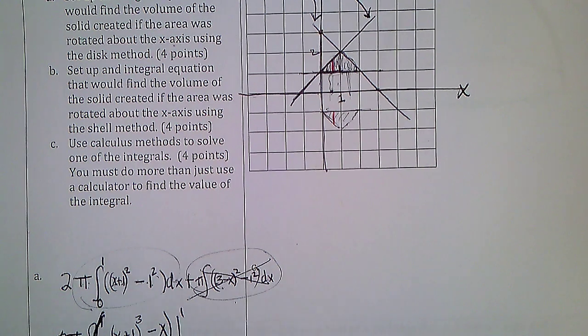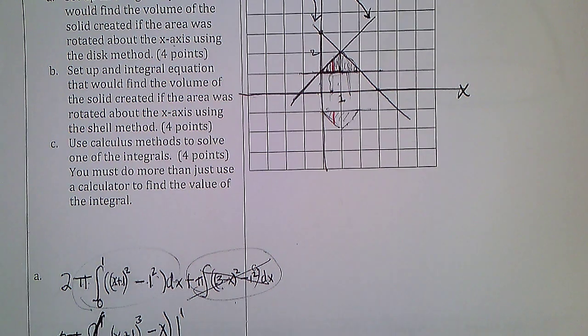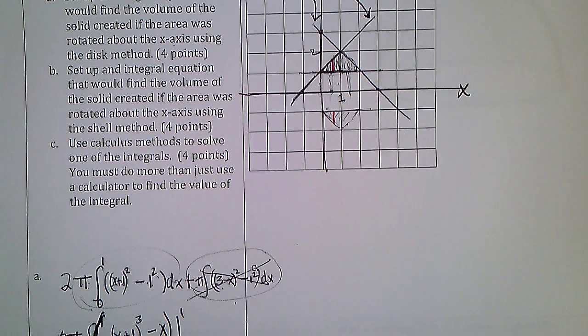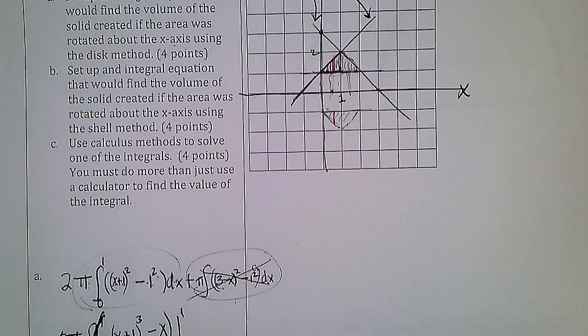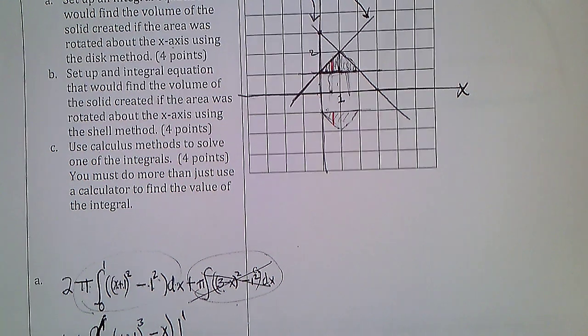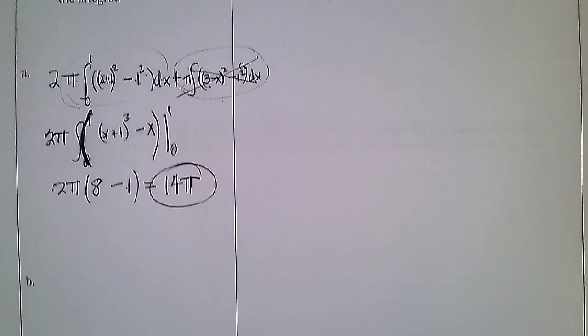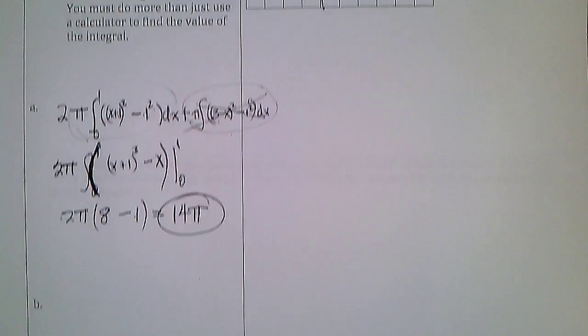So I put in 1 and I get 2 cubed, which is 8, minus 1, times 2 pi. 7 times 2 is 14 pi for the volume. Hopefully I get 14 pi on the second part, or I've got an error.